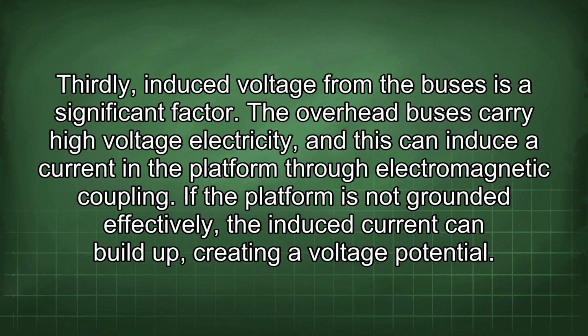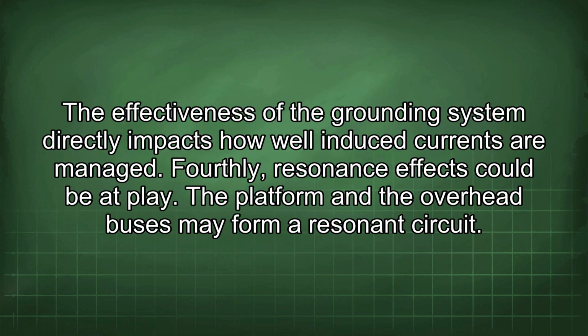Thirdly, induced voltage from the buses is a significant factor. The overhead buses carry high voltage electricity, and this can induce a current in the platform through electromagnetic coupling. If the platform is not grounded effectively, the induced current can build up, creating a voltage potential. The effectiveness of the grounding system directly impacts how well induced currents are managed.